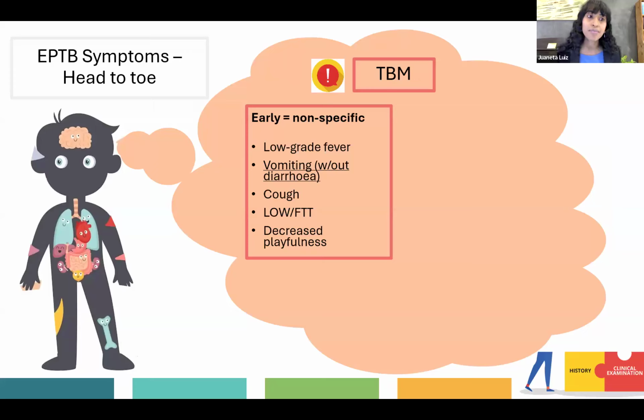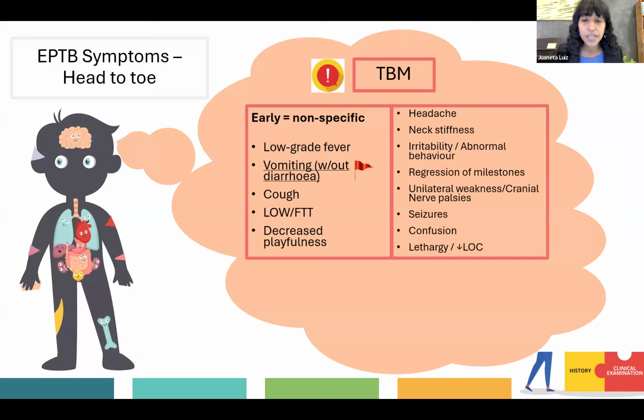And this is because TBM has quite a high mortality and morbidity, and we want to avoid that. I think the main point to make here is that the symptoms and signs of TBM can be non-specific early on. So you can have the constitutional symptoms: a low-grade fever, cough, loss of weight, failure to thrive, decreased playfulness. But very importantly, one big red flag to notice is vomiting without diarrhea. Any child that's got a TB exposure and vomiting without diarrhea, we should have a very low threshold for performing an LP or referring for an LP.